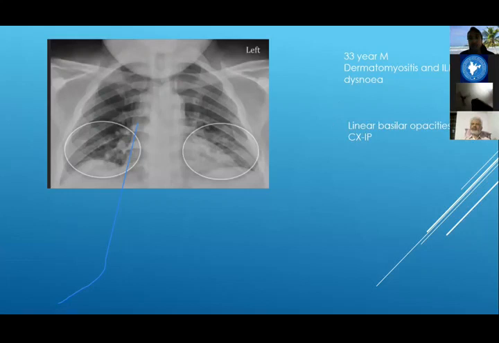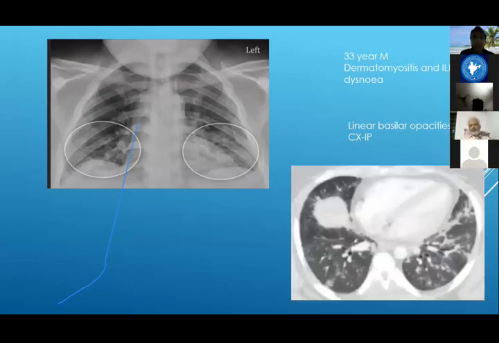That is CXIP. So we give indeterminate for pneumonia when there are linear opacities which are not consistent with consolidation or pneumonia. In this case, actually, we can take a CT. That is the only condition where a CT is indicated. And if the RT-PCR is positive, we can actually just follow up the patient. But in this case, RT-PCR was negative.